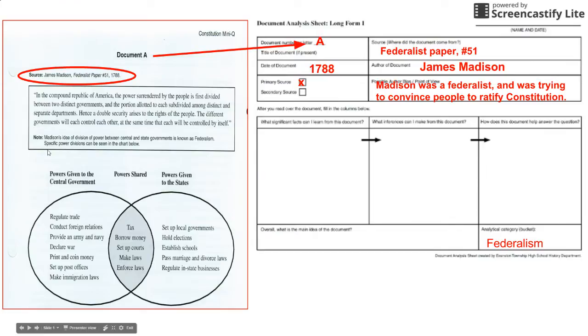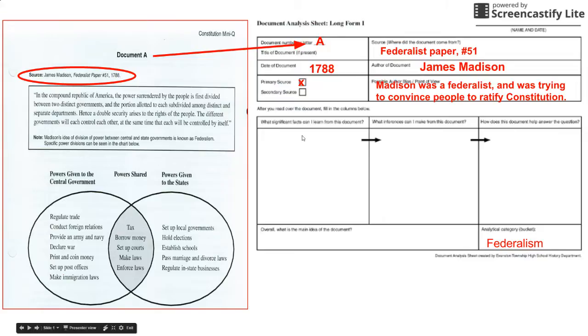Then there's a note at the bottom that says Madison's idea of division of power between central and state governments is known as federalism. Specific power divisions can be seen in the chart below. So that's a review of what that principle of federalism means. Keep in mind that when we use the word central here, that is talking about the federal or the national government. So don't let that word confuse you.